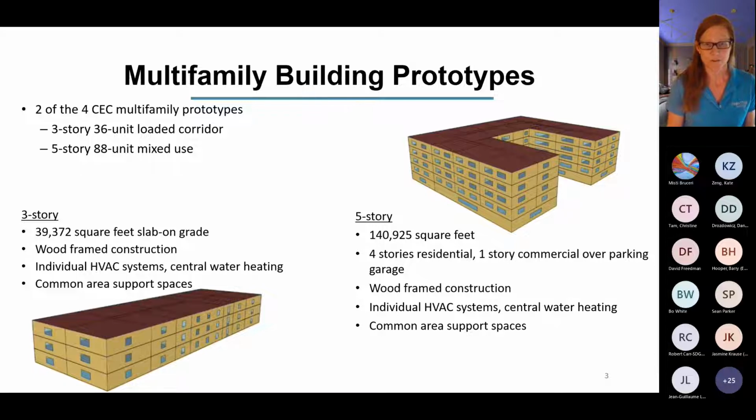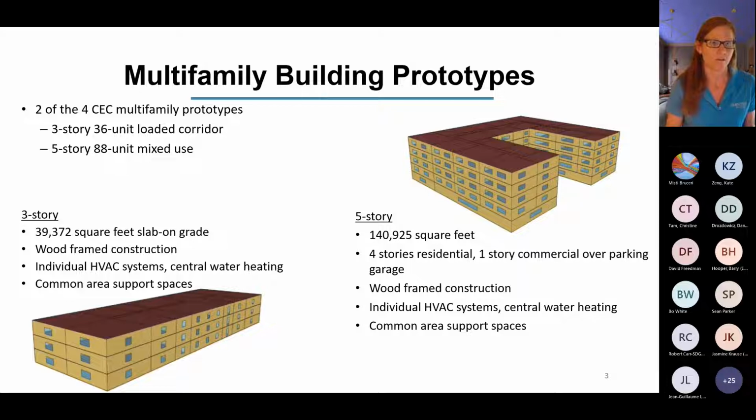As part of the 2022 code cycle, the Energy Commission adopted 4 new multifamily prototypes: a 2-story, a 3-story, a 5-story, and a 10-story. And as part of the work in the 2022 code cycle, there was some data that was collected that suggested that for new construction, the 3-story and the 5-story represent about 90% of new construction. So that's what we have focused on in this study. We are looking at evaluating these 2 prototypes.